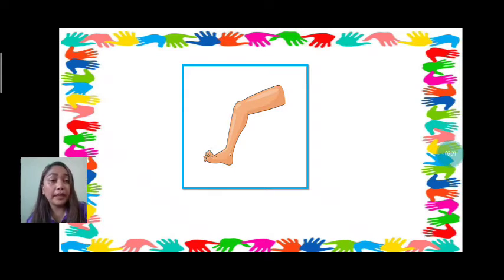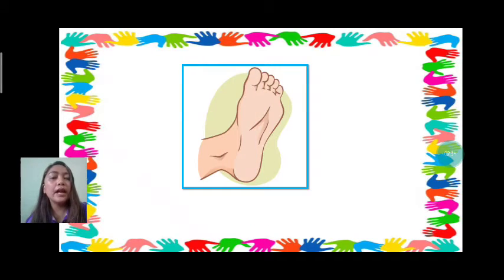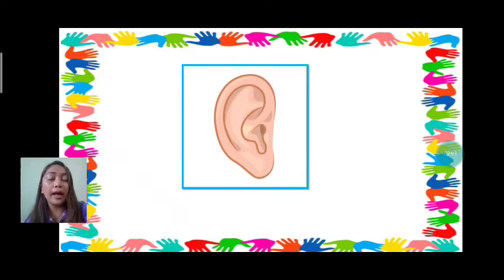What part of the body is it? Good job, everybody. Leg. Let's spell leg. L-E-G, leg. Next vocabulary. Very good. Foot. Everybody, foot. Let's spell foot. F-O-O-T, foot. Very good. Next we have, what part of the body is it? Very good. Ear. Let's spell ear. E-A-R, ear.